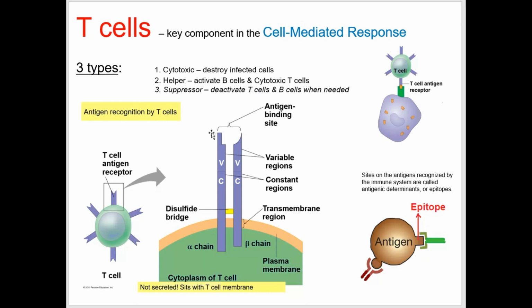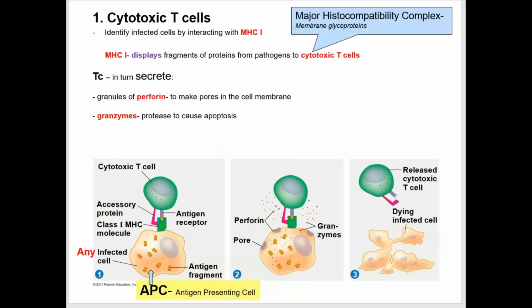Another factor about the T cells is that they do not secrete their receptors. Those receptors are permanent residents. They can bind to antigen presenting cells, you can see in this picture, but they are not secreted, unlike the B cells. So the very first one that we want to mention is the cytotoxic T cell.